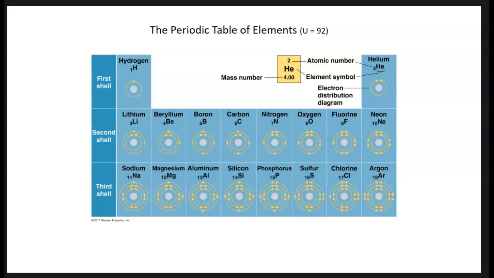The atoms also have a mass. The mass is the average of all the different isotopes of an atom that we'll talk about in a minute. But the approximate sum of protons and neutrons in an atom is equal to the atom's mass. So helium has 2 protons and 2 neutrons, and its average mass number is 4. In this periodic table, we also show the electron distribution diagram, which is not included on many periodic tables, but we'll talk about this in just a moment.